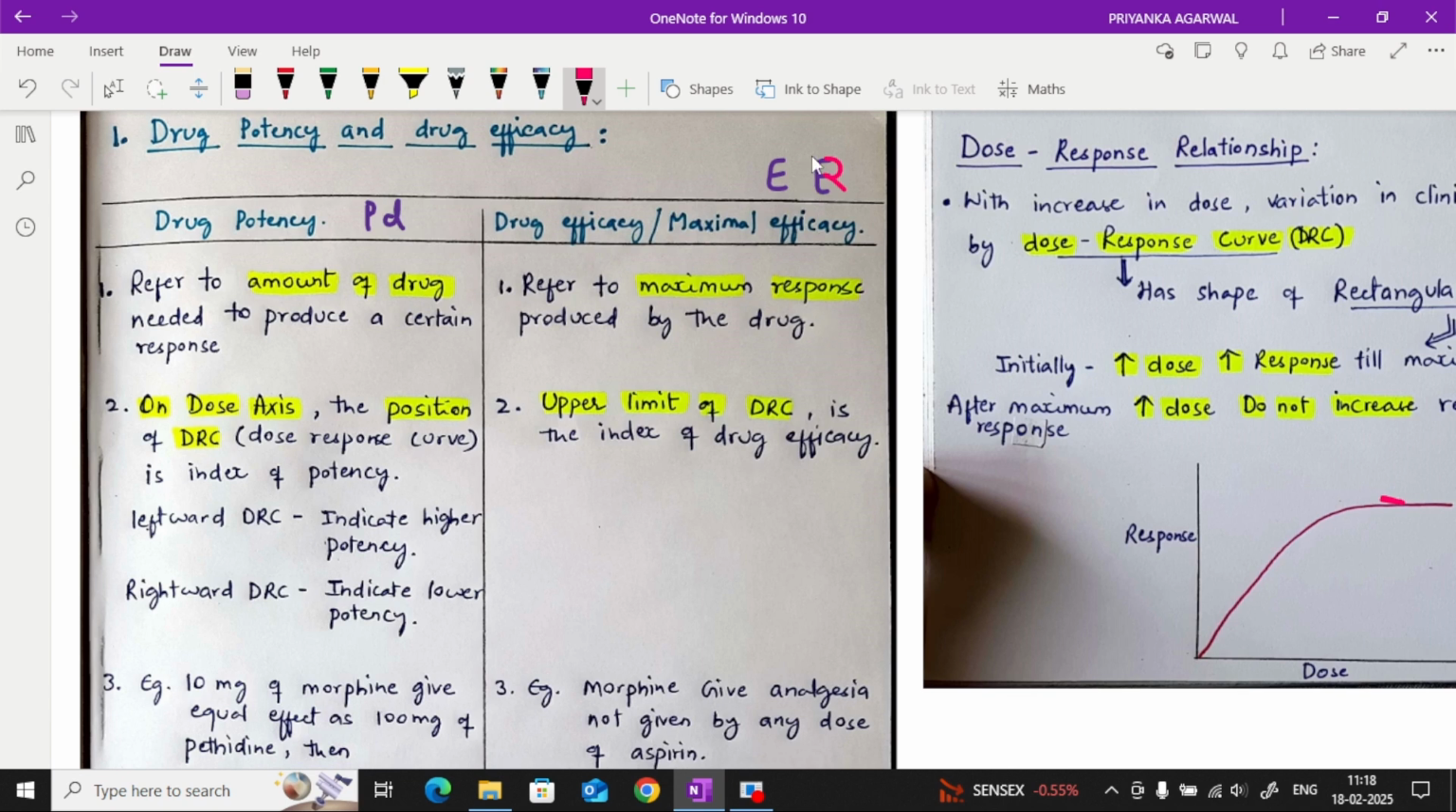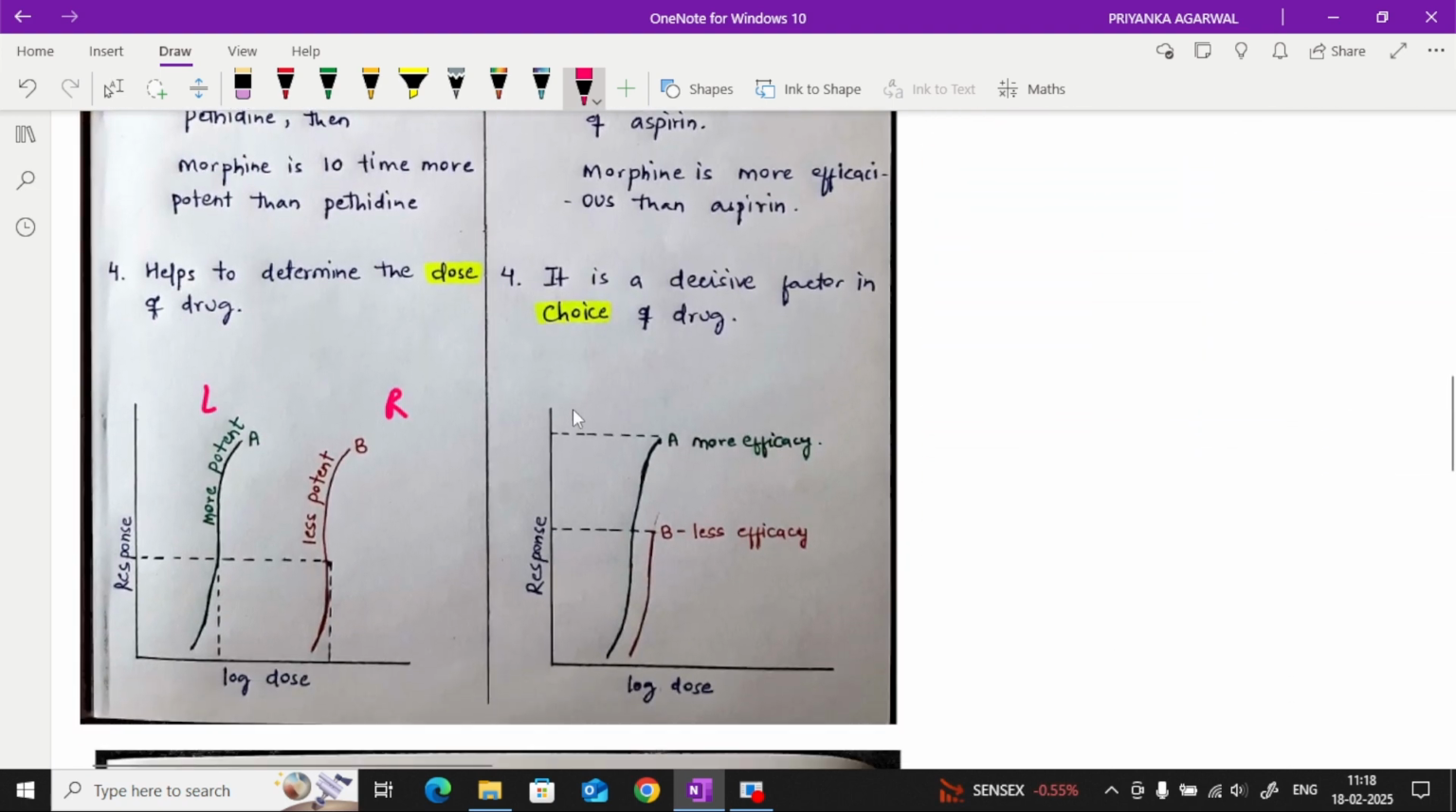How will you remember it? If you write just E, then you can write the R here, right? So remember like that. It is the maximum response produced by the drug. On the dose response curve, how do you understand it? The highest point of the DRC is the index of drug efficacy.